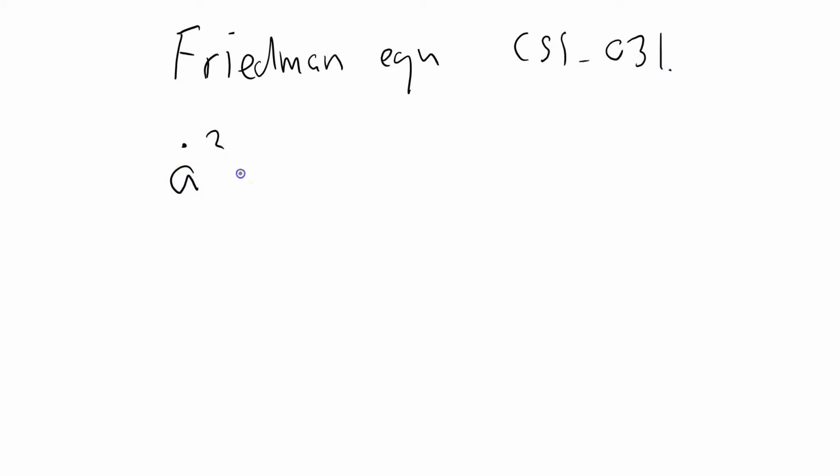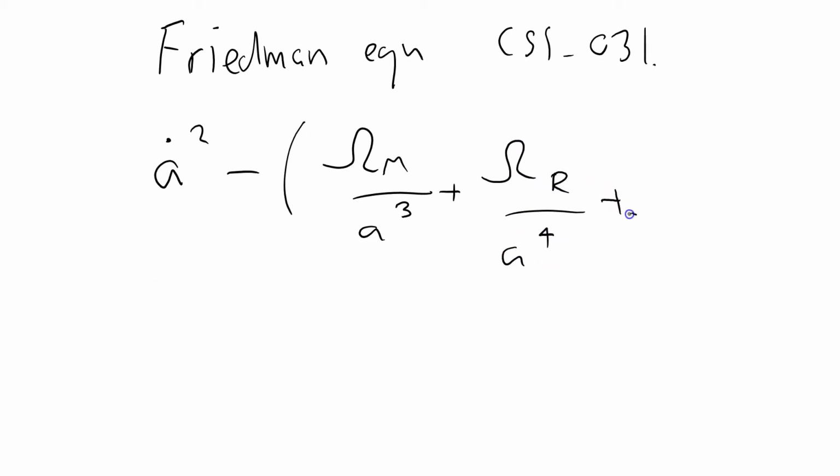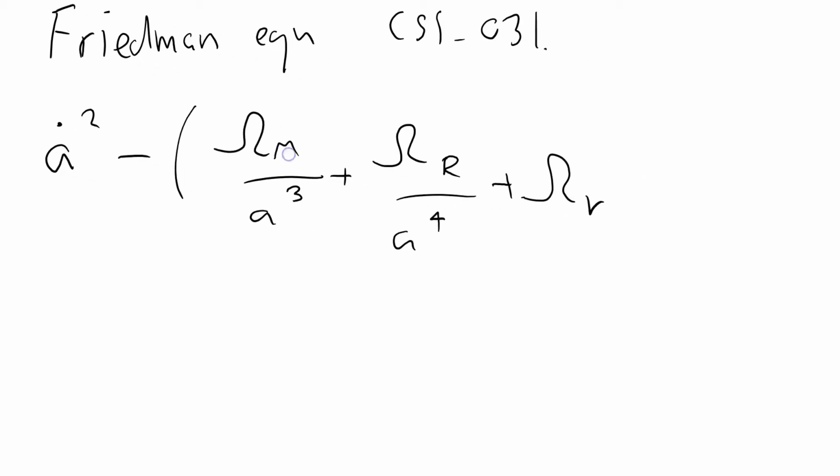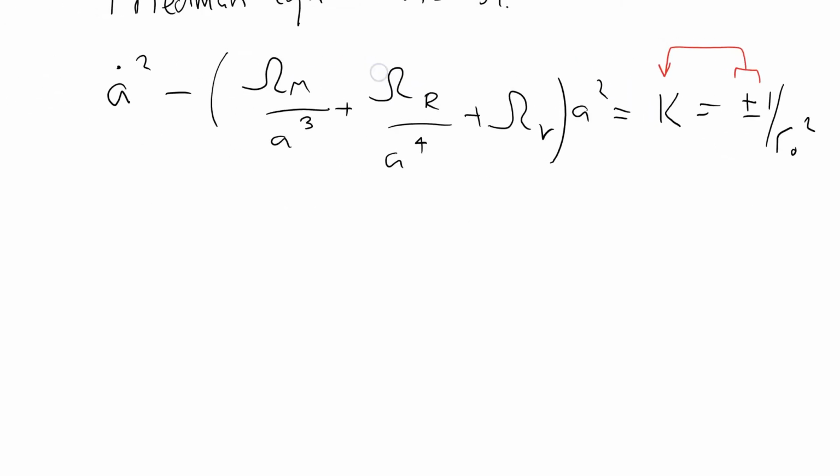And after some notational changes, we've got Ω_m over a plus Ω_r over a to the 4 plus Ω_vacuum times a squared equals k. And you'll remember that k was equal to plus or minus 1 over r0 squared, where we've taken the uncertainty in the sign and subsumed it into that symbol there, r0 being the radius of the universe.